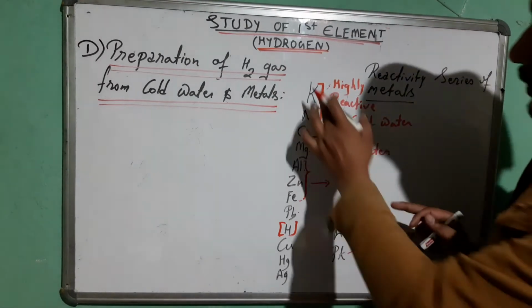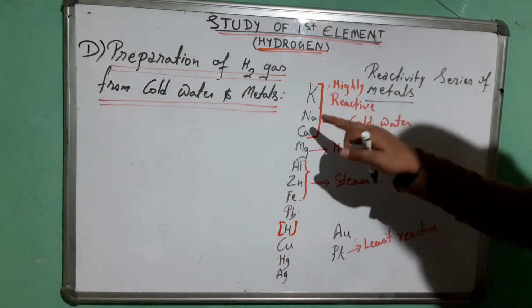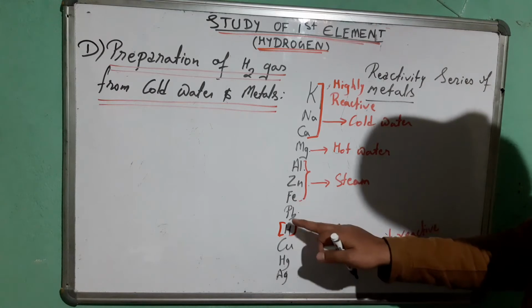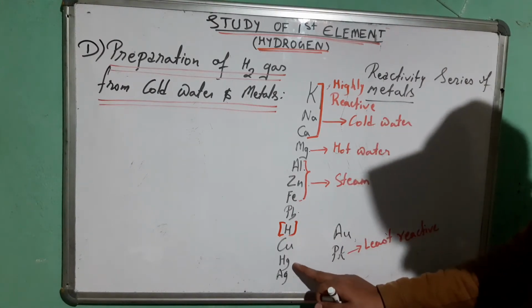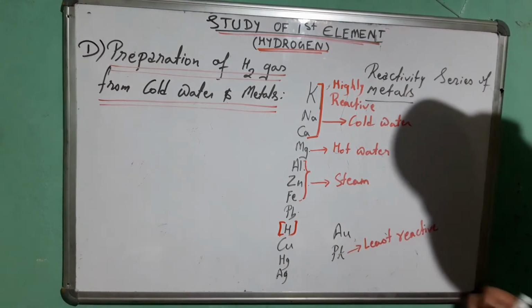So first of all you should remember this reactivity series in sequence: potassium, sodium, calcium, magnesium, aluminium, zinc, Fe iron, Pb lead, H hydrogen, copper, Cu copper, Hg mercury, Ag silver, Au gold, Pt platinum.